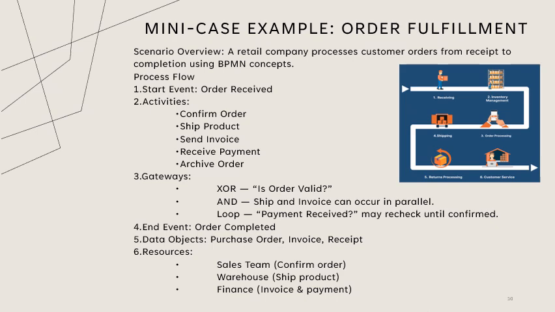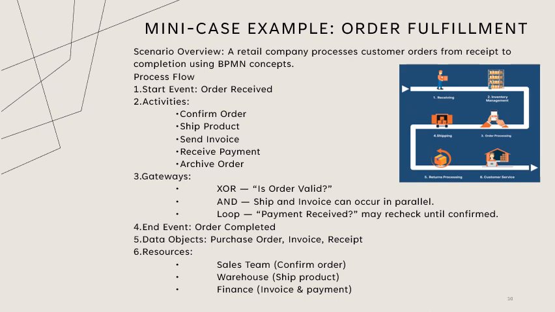Let's go through a mini case example to understand this chapter better. Let's see how all business process management and notation elements come together in a real process: the order fulfillment case. It's a very simple case, so everyone can understand. The process starts when a customer order is received. The sales team confirms it, and then the system checks if the order is valid. That's our exclusive, XOR gateway, which we discussed on the previous slides. Once confirmed, two tasks, shipping the product and sending the invoice, happen in parallel. Model this using an AND gateway.